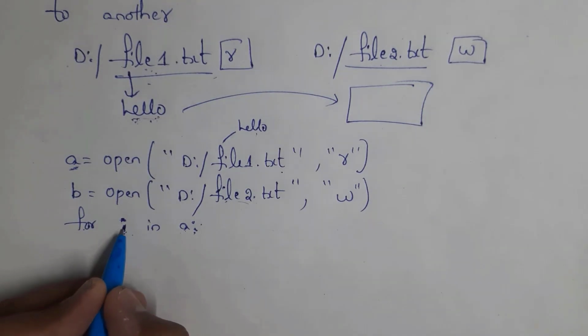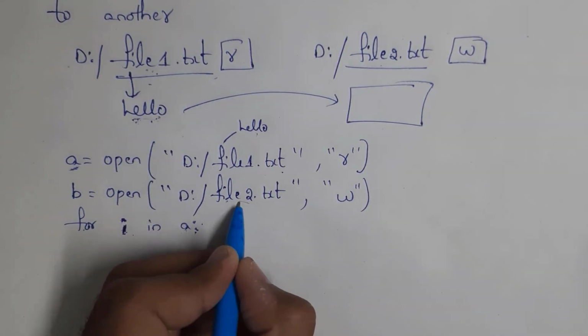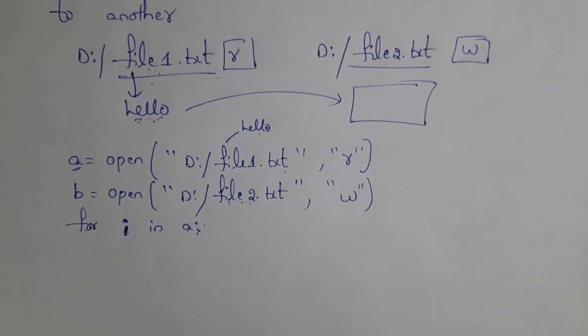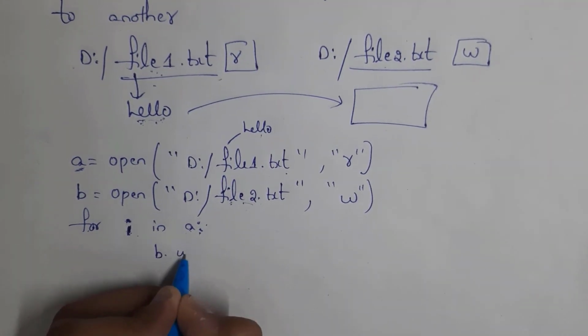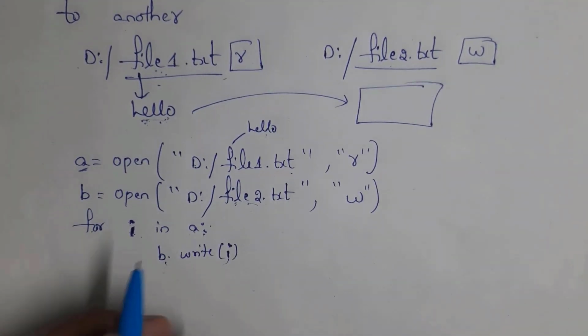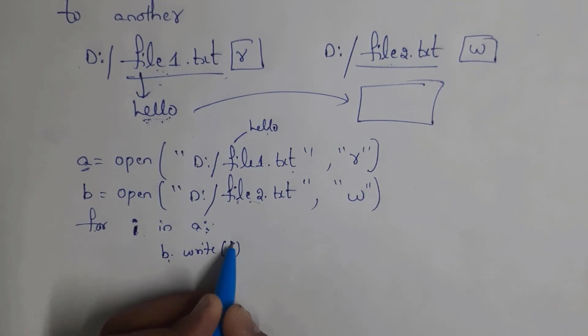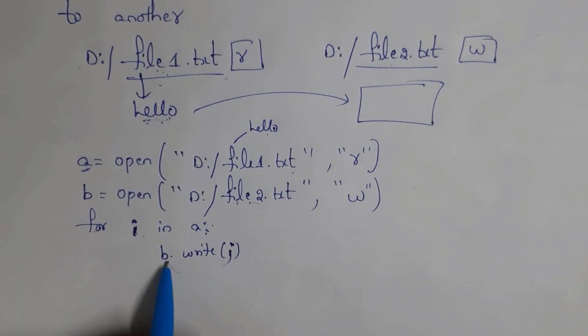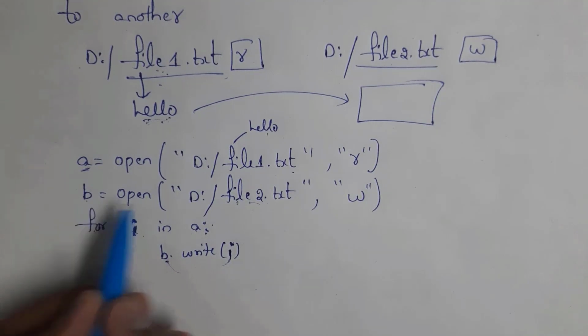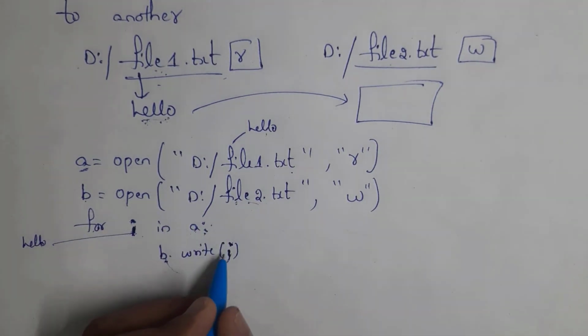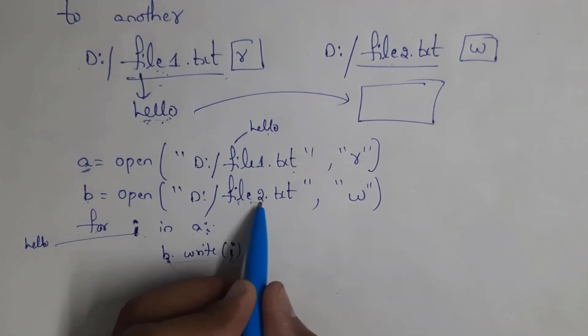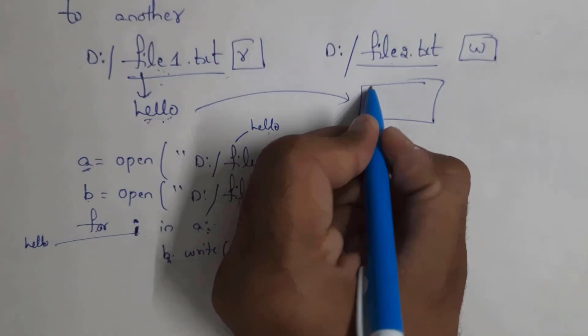Now we need to copy hello which is present in variable i to file2.txt. Just write here b.write of i. The meaning of this is, whatever data is present in variable i, we are copying this data to object b. Object b contains file2.txt. Now it will copy hello to object b. Now file2.txt contains hello.